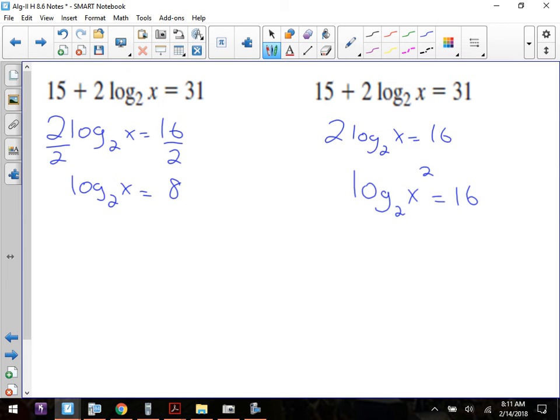Now, how am I going to undo the log of both of these? I exponentiate with a 2. So I'm going to get x equals 2 to the 8. What's 2 to the 8? 256. Okay.